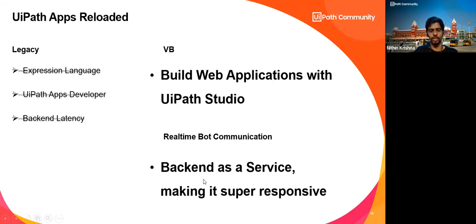But now we have something called backend as a service. So once you trigger a robot, it will act as a service for you. You will not trigger it multiple times. You will trigger only once, and you use that triggered robot to do some functionalities for you. So it is super responsive. Once you click a button, you get the data immediately back, provided your process is not that laggy. So your process should be optimized so that it can execute in a shorter time, so that your app will also be responsive.